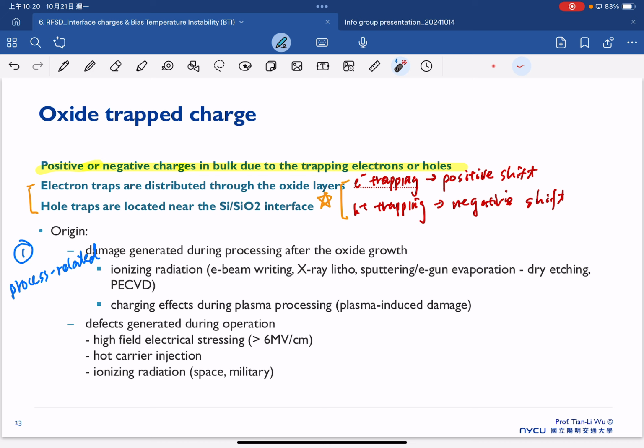And what we are actually more interested in understanding is the second one, which is defects generated during the operation. This is something that we will talk about in detail later. For example, high electric field will also generate more defects. Hot carrier injection will generate defects. Or ionization radiation will also generate defects as well.